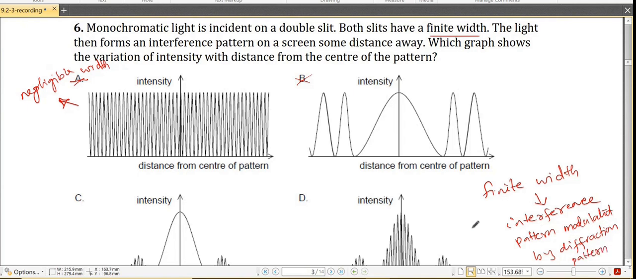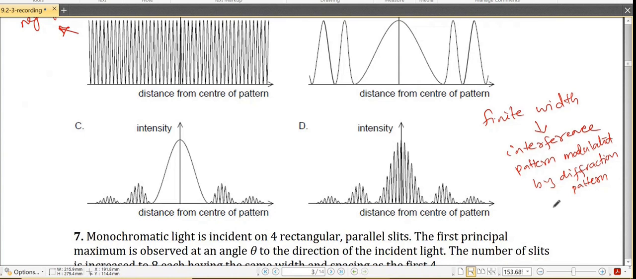Okay. So where is that modulation happening? Yes, here also modulation is happening. However, in this one the small fringes in between are missing. Therefore, not this. The answer is D.